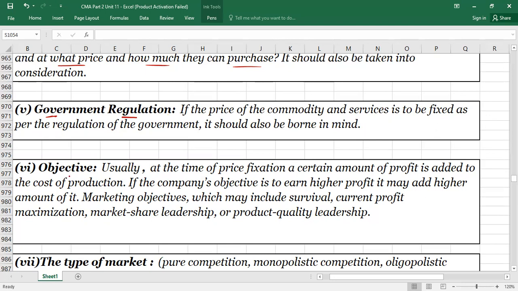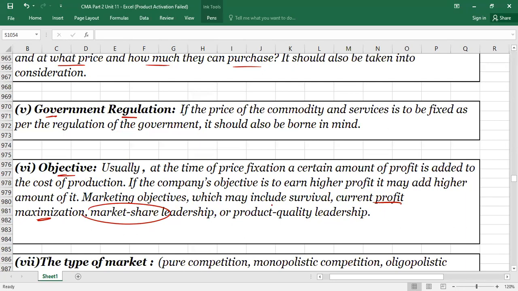Then you also need to consider the next factor, that is called your objective. You have to decide first what objective you want to achieve, and according to that you have to set the price. For example, if your objective is to maximize profit, you may charge slightly higher prices to increase the profit margin on your product. Or if you want to increase the number of customers, you may charge less price because you can get more customers, right?